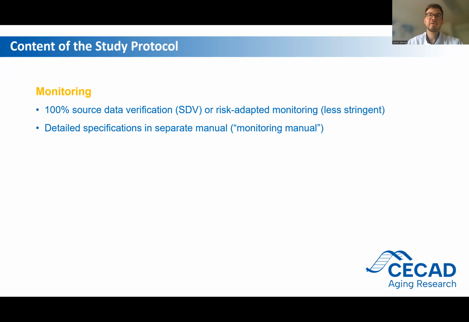The monitoring should provide the verification of source data or should be risk adapted. In addition to the description within the study protocol, details are specified in the monitoring manual, which is a separate document and less stringent. The data monitoring committee is responsible for monitoring of the trial progress and safety data, but also monitors efficacy targets. For instance, in the context of result evaluation of interim analyses, this is something that could be applied here. And the DMC, the data monitoring committee, has the responsibility to consult the sponsor about the continuation, modification, or termination of the clinical trial regarding interim evaluations or safety analyses.